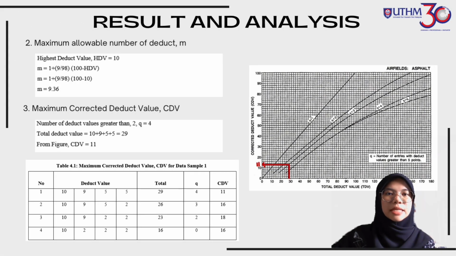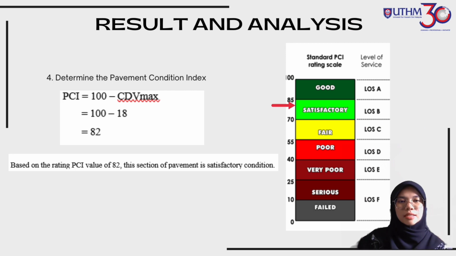Second, find the maximum allowable number of deducts, M, using the formula M equals 1 plus 9/98 multiplied by (100 minus HDV). HDV is the highest deduct value. Then, we need to find the maximum corrected deduct value, CDV, using the total deduct value TDV versus CDV graph. Last, determine the pavement condition index PCI using the formula PCI equals 100 minus CDV maximum. For sample unit 1, we got PCI 82, which lies in satisfactory condition.